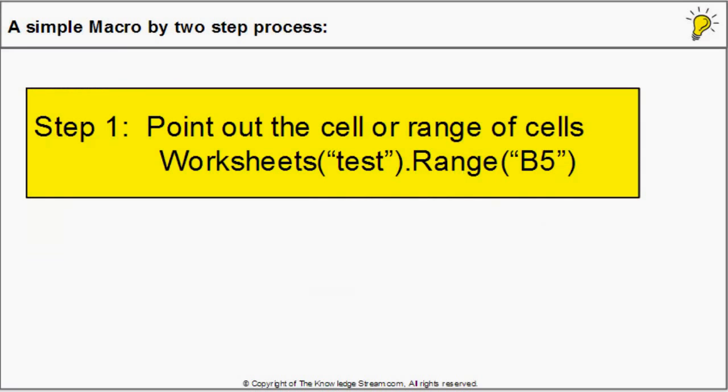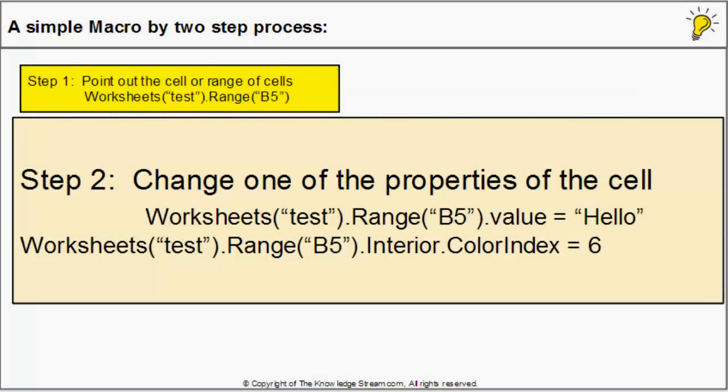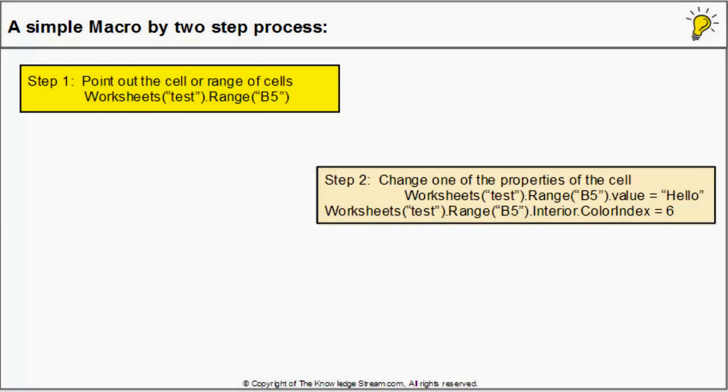Now that we know the properties of a cell, let us write a simple macro which has 2 steps. Step 1 is to type the address of the cell. Step 2 is to write the command as we discussed earlier to change the cell's properties. Before we move on to the Excel spreadsheet to see the macro in action, let us learn how to pull up the Developer tab in your Excel ribbon.